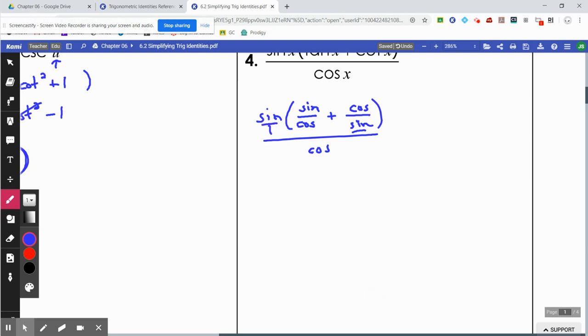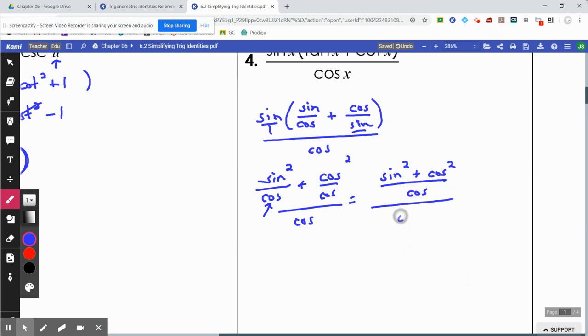So this would be sine over 1. When you multiply it by your first fraction, you'd have sine squared over cosine. Plus the sines would cancel, and the second one would leave us with just the cosine, and I'm going to put cosine over 1. And that whole thing is being divided by cosine. Now on top, I am going to find a common denominator, and that common denominator would be cosine. So the way I'm going to do that is multiply top and bottom over here by cosine, and I have cosine squared over cosine. So now the tops can be added. That gives me sine squared plus cosine squared over cosine. And again, that whole thing is over cosine.